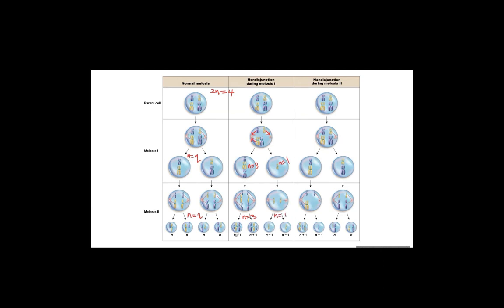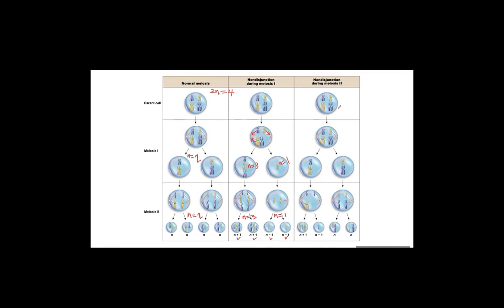And then each daughter cell has the potential to form a zygote. Each daughter cell will fuse with a gamete from the other partner, right? Then what will happen to the chromosome number of that zygote?